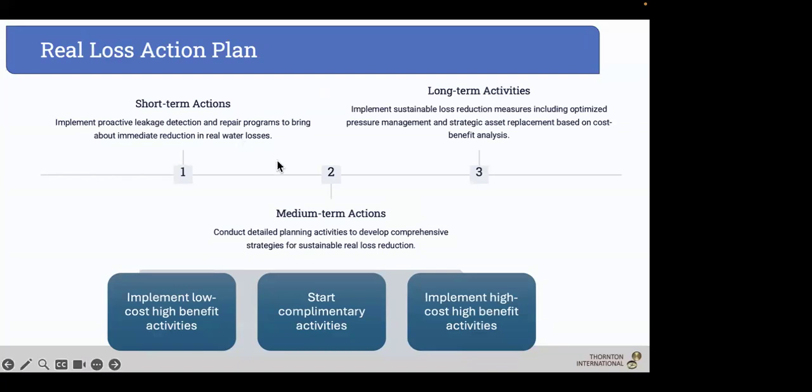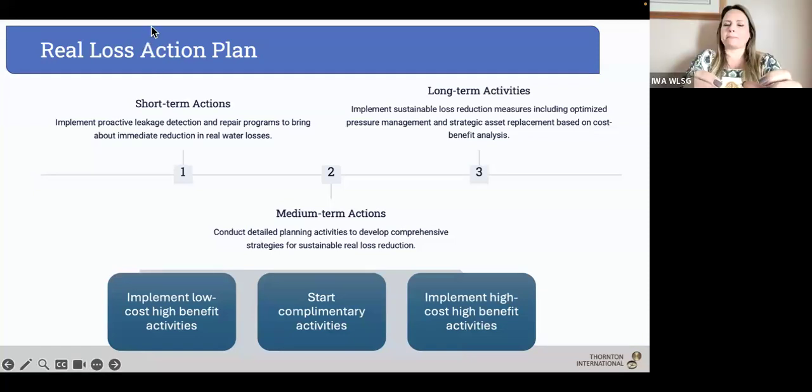So most of the time when you're thinking about real losses, the short term will always be leak detection and pressure management, but sometimes you need to work in the system to get in the phase to work with pressure control or work with DMAs. So you have short-term actions that should be easy for you in your system, but not for other people.